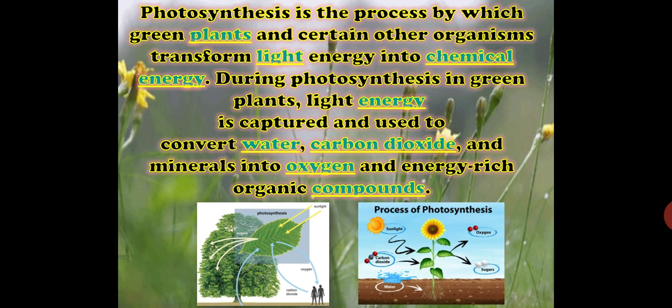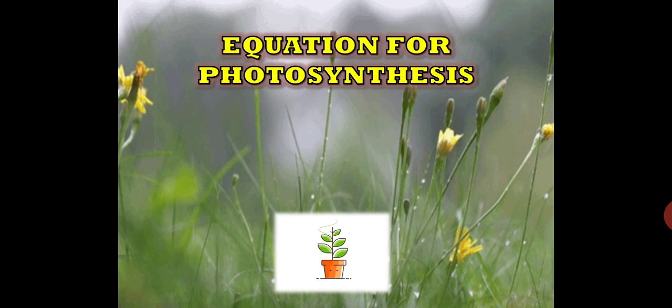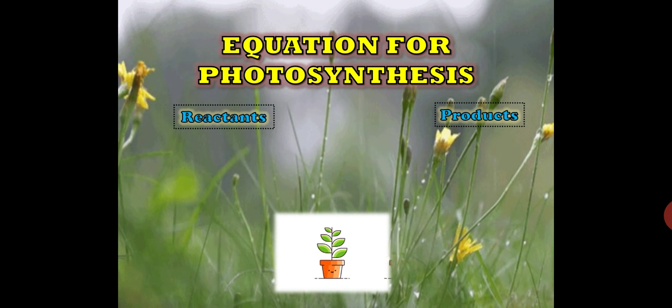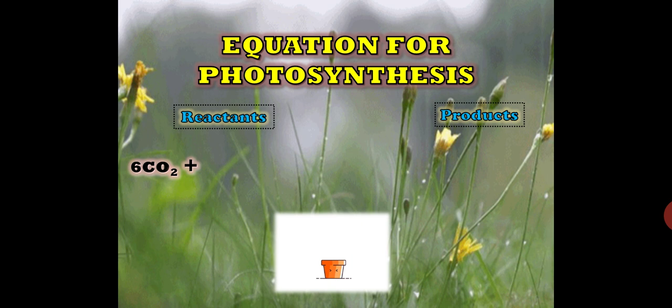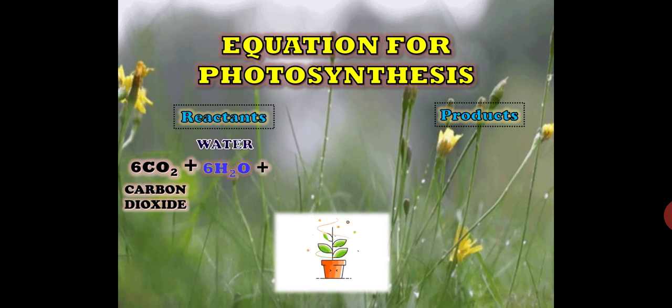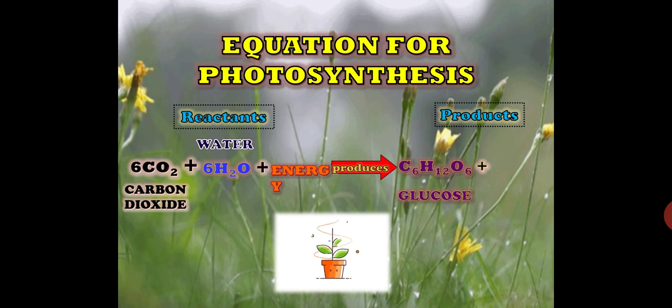What is the equation for the chemical reaction of photosynthesis? Let me show you the equation. The equation for photosynthesis has two components, the reactants and the products. 6 molecules of carbon dioxide react with 6 molecules of water to form 1 molecule of glucose and 6 molecules of oxygen.